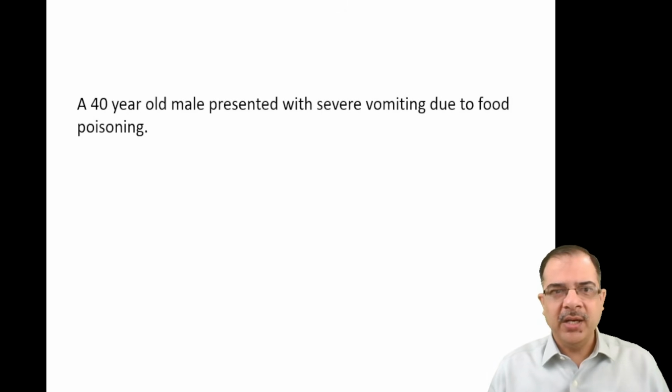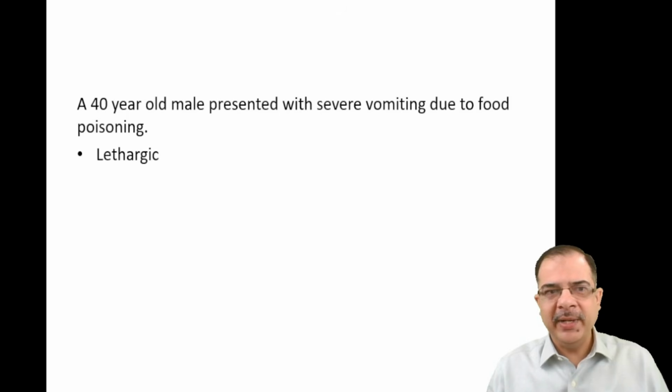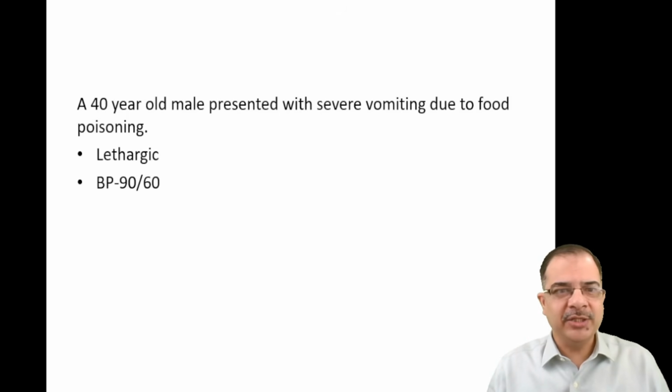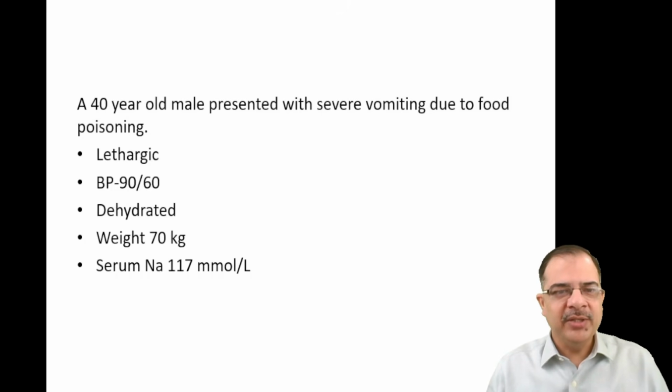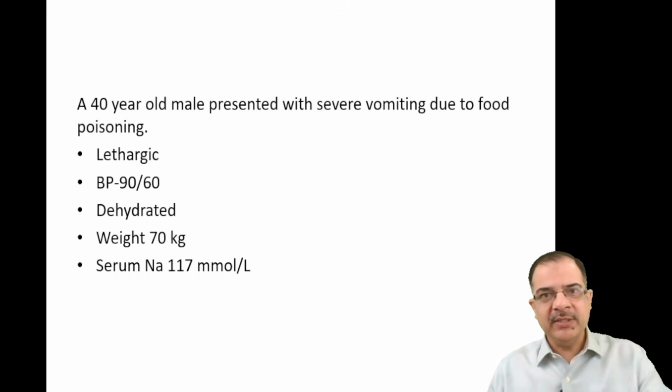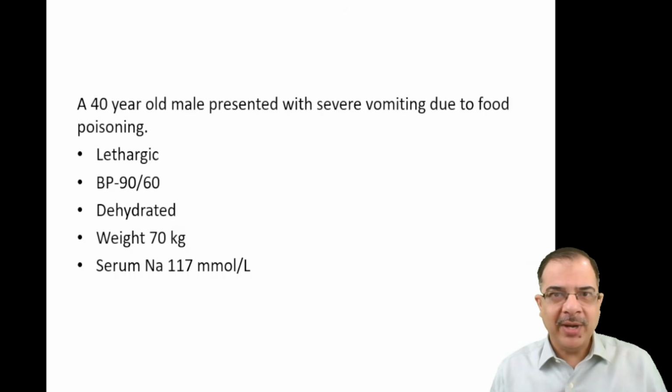Now the case discussion that we have done earlier. A 40-year-old male presented with severe vomiting due to food poisoning. The patient is lethargic, BP is low, dehydrated, weight is 70 kg, sodium is 117. So this is the feature given to you, and you have to identify the type of hyponatremia.